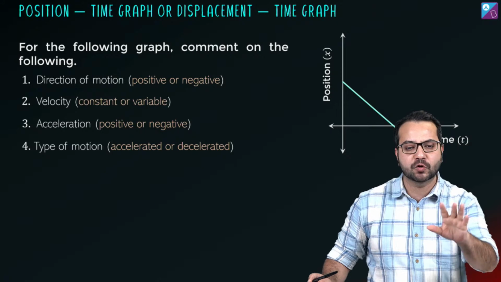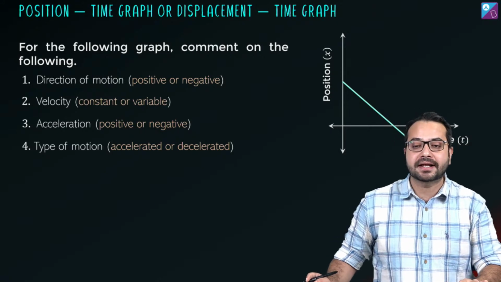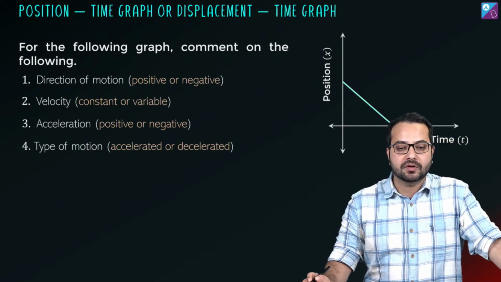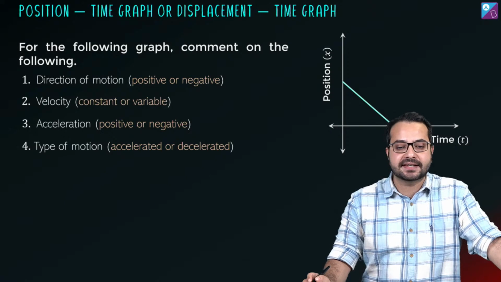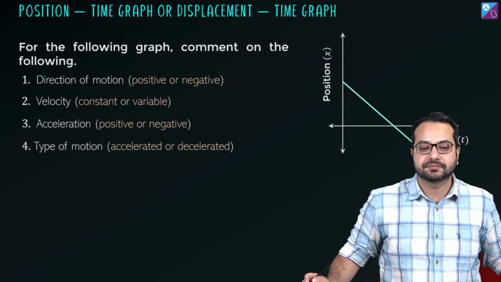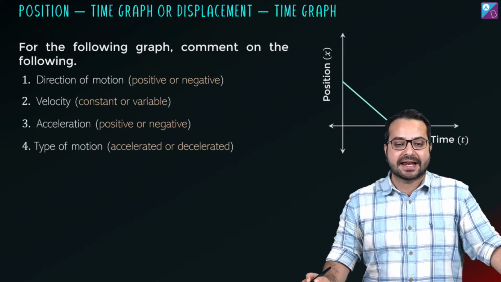Let's go with direction of motion quickly. Number 1, direction of motion. What is the direction of motion? Negative. Swastika is saying negative. Guys, quickly, what is the direction of motion? Direction of motion is negative.